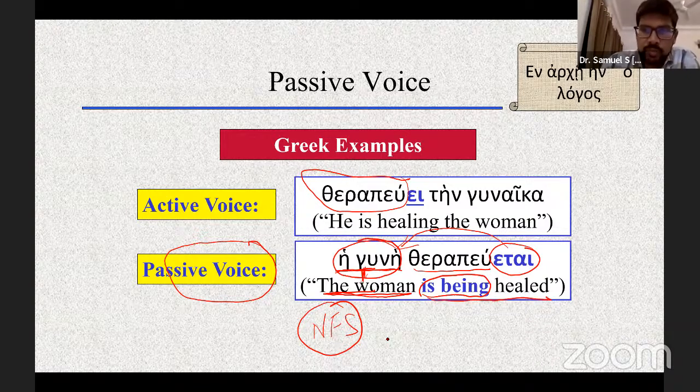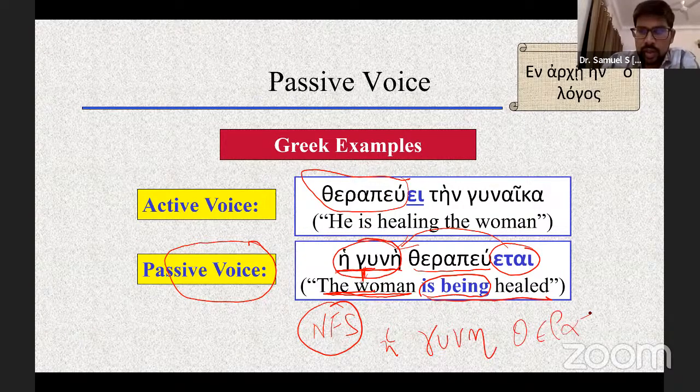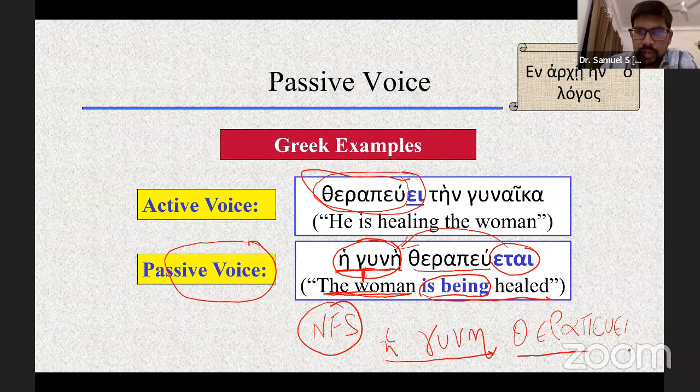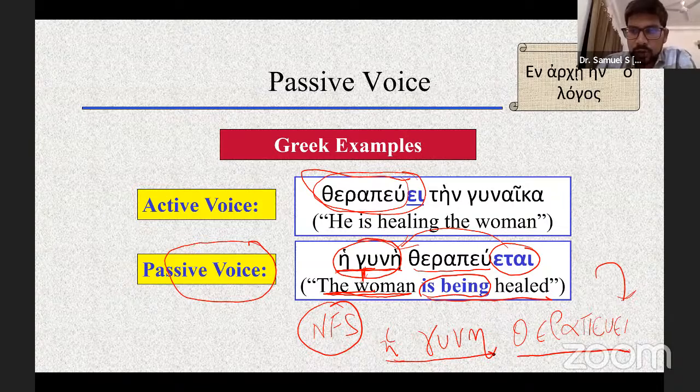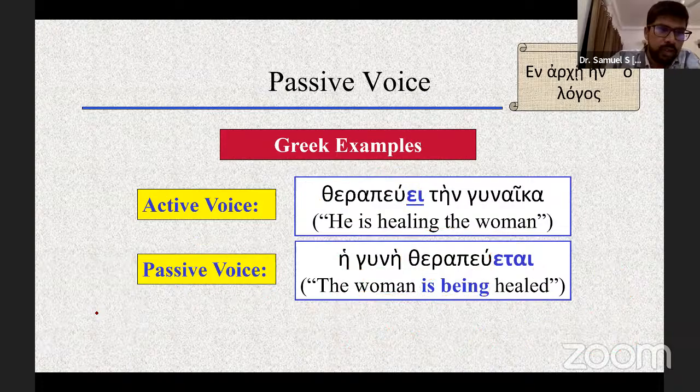Had this just been, for example, hē gunē therapeuei, like here, then it would have been the woman is healing, right? And then we need an object to complete it, but at least it would say the woman is healing. Passive voice.